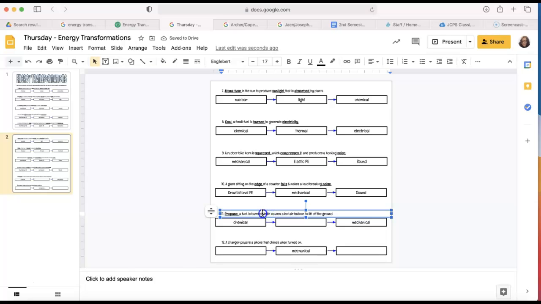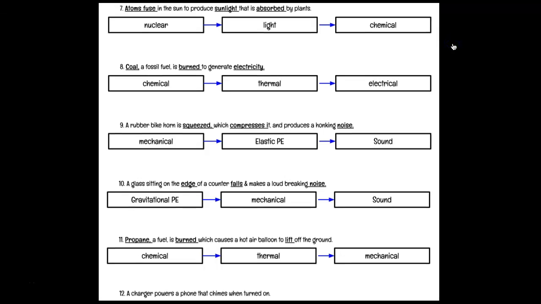Okay. It's burned, which is turning into thermal energy or heat energy. And then it causes the hot air balloon to lift off the ground, which means it moves. That's the total energy of the object. It's mechanical. And the last one, a charger powers a phone that chimes when it's turned on.